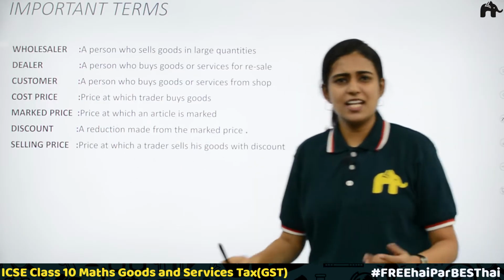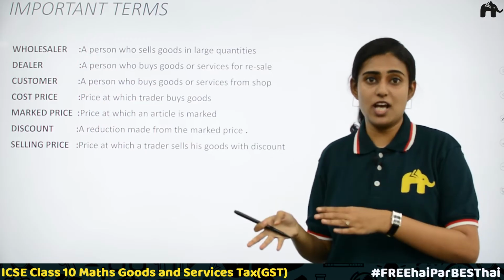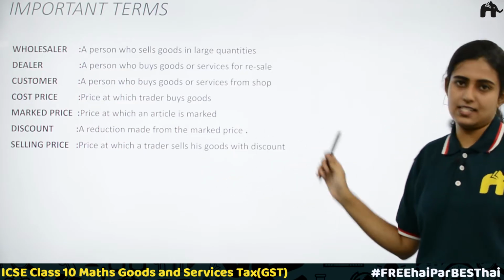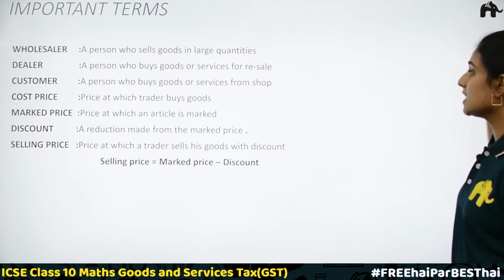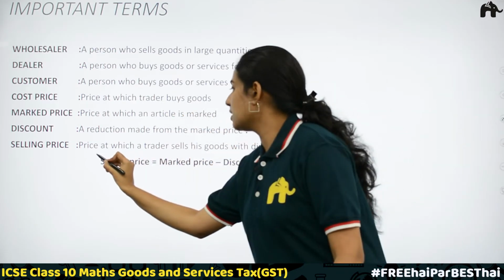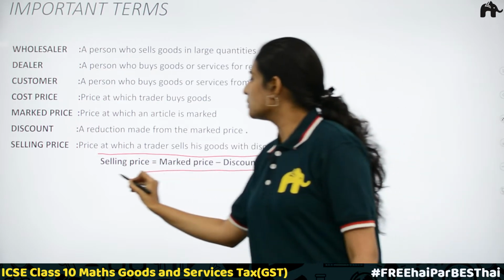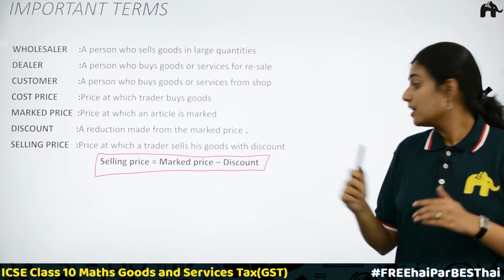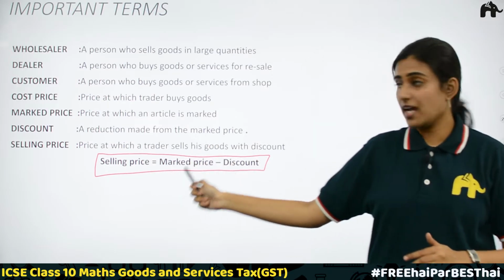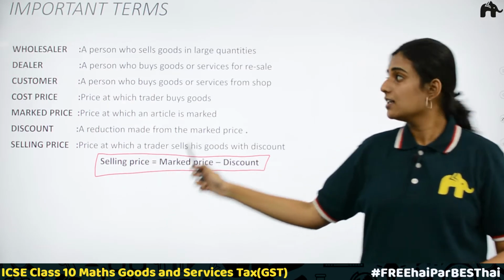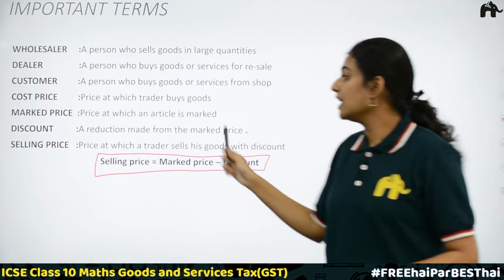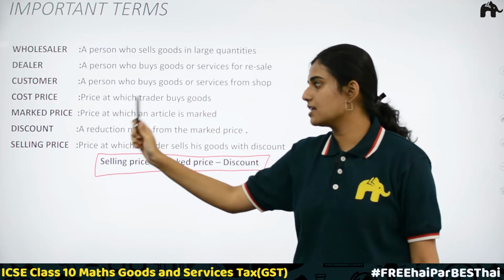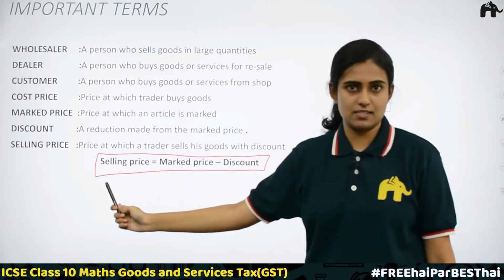Next, selling price. Selling price is the price at which the products are being sold. That is, at what price we get the products. Price at which a trader sells his goods with discount. Now, there is a relation connecting selling price, discount and the marked price. You should remember this. Selling price is equal to marked price minus discount. So, we know that the shopkeeper will fix a discount. This discount should be subtracted from the marked price in order to get selling price. Clear? So, keep an idea of this. We'll be using these in this chapter: wholesaler, dealer, customer, cost price, marked price, discount, selling price and how we calculate the selling price.